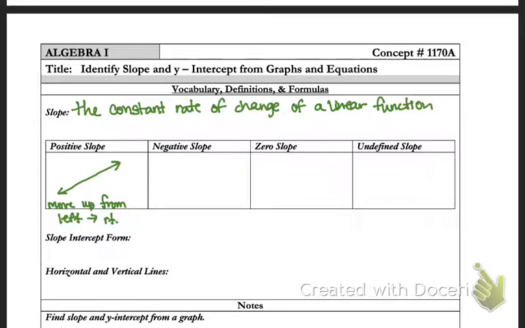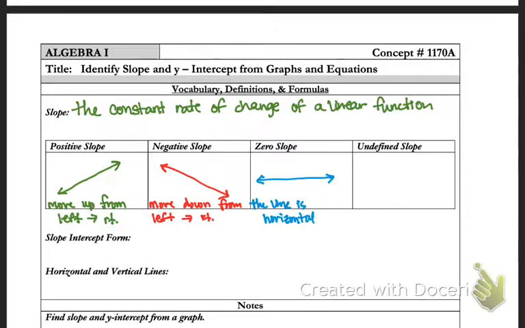A positive slope is when you're looking at a graph and it moves up from left to right. Negative slope moves down when looking at a graph from left to right. Zero slope is when the line is horizontal, or it does not increase up or down from left to right. And an undefined slope is when the line is vertical.